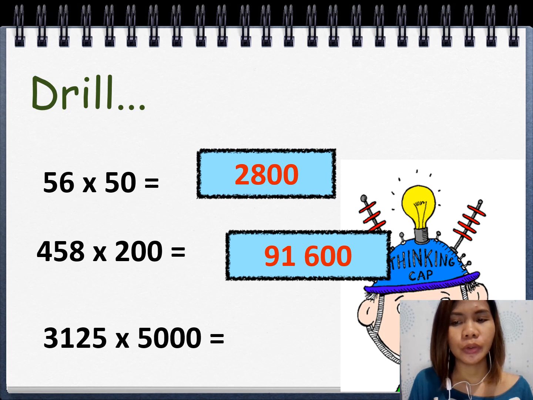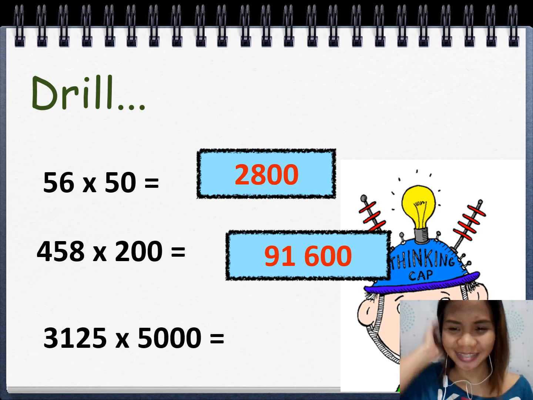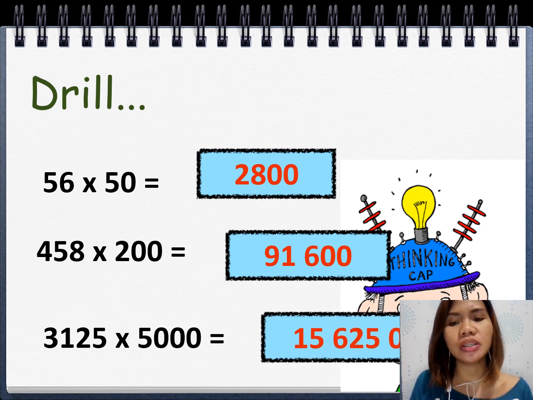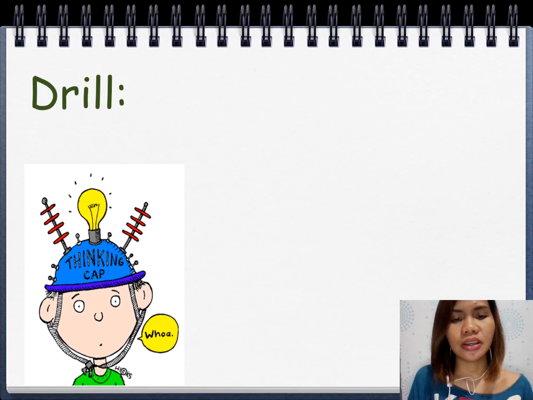Okay, what is the correct answer? The correct answer for this one is 15,625,000. That is the answer. So next, what about this one? This is so easy as well.